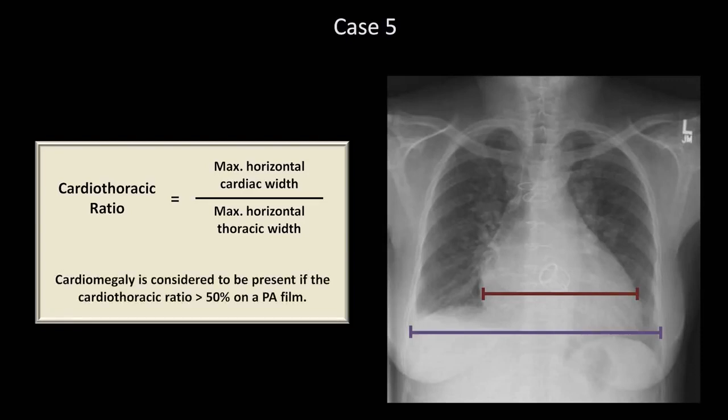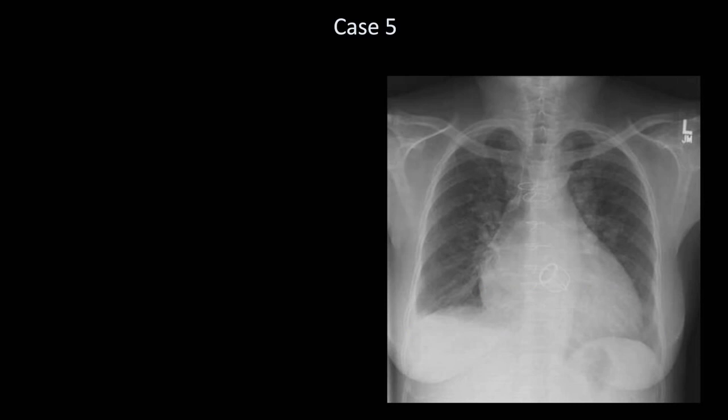Cardiomegaly is considered to be present if this ratio is greater than 50% on a PA film, which it clearly is in this case. While on the subject of heart size, a much more subtle finding has to do with the airways. In Lesson 5, I discussed how splaying of the carinal angle, that is the angle between the right and left mainstem bronchi, beyond 90 degrees is suggestive of left atrial enlargement.